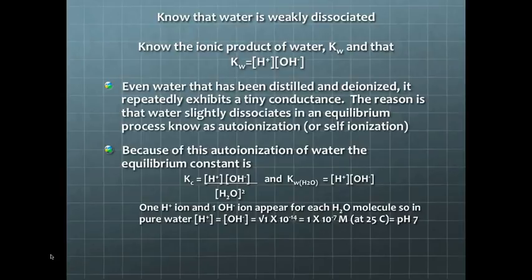So in pure water, the concentration of hydrogen ions equals the concentration of hydroxide ions equals the square root of 1 times 10 to the minus 14, or 1 times 10 to the minus 7, which is a pH of 7, which is neutral. Pure water has a concentration of 55 molar. So these equilibrium concentrations are reached when only 1 in 555 million water molecules dissociates reversibly into ions.